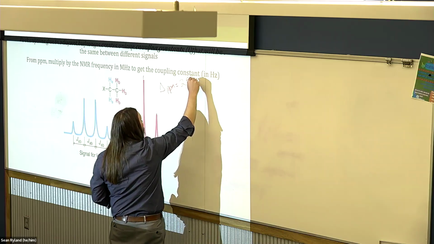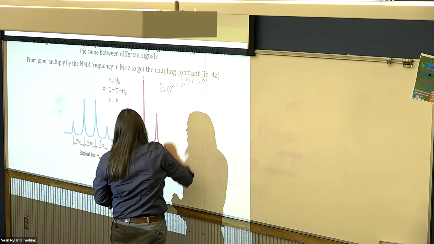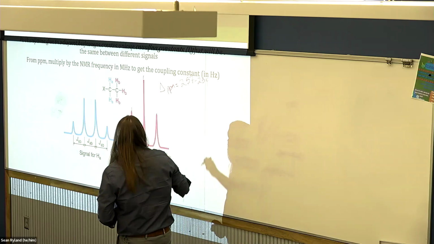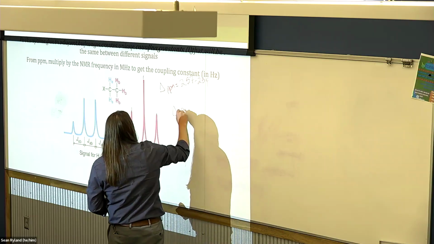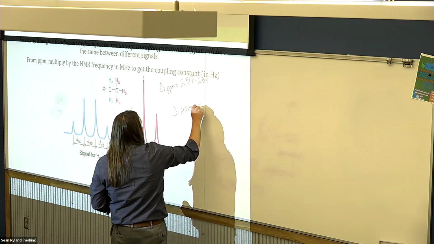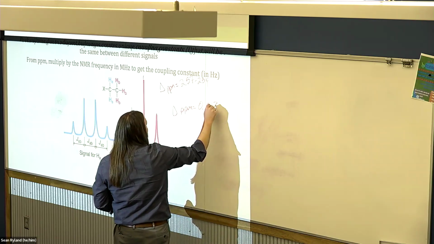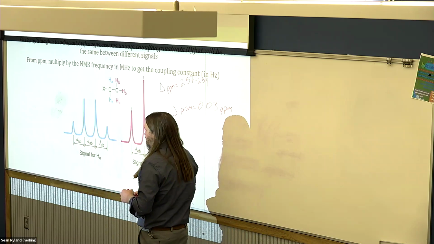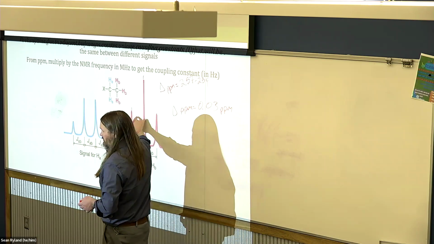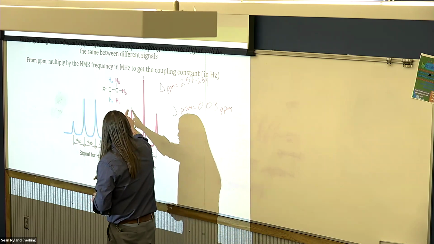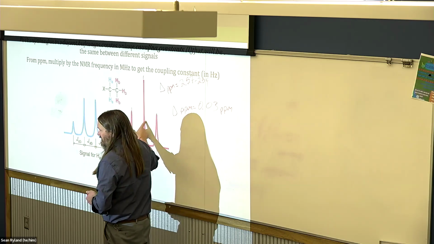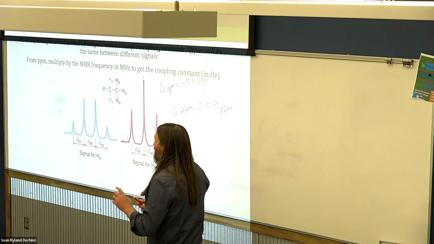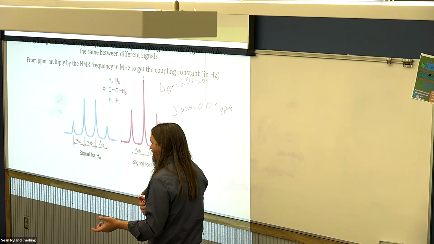2.57 to 2.54. We get 0.03 ppm. I'm just making these numbers up. The way you do it is you literally measure the difference between these two peaks, and then you multiply by the frequency of the NMR, which you didn't have on the spectra that I gave you.